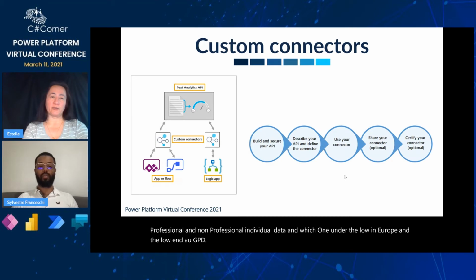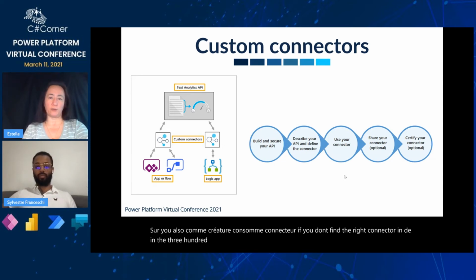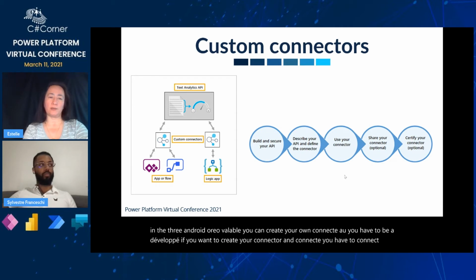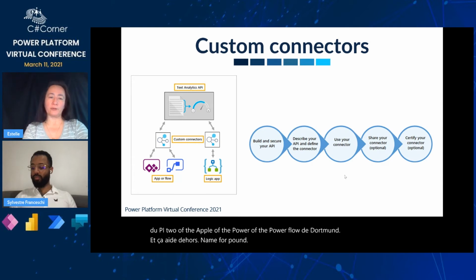You can also create your custom connector. If you don't find the right connector among the 300 already available, you can create your own. You have to be a developer to create your connectors. To create a custom connector, you connect your API directly to the app, Power Apps, or Power Flow, the automator, because Flow is the old name for Power Automate. You can also connect your API directly to Logic Apps.